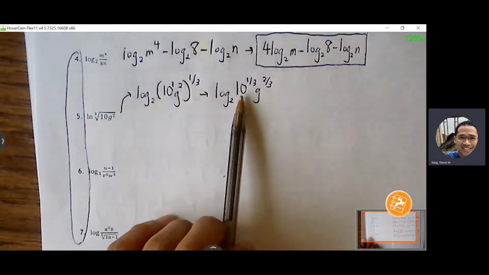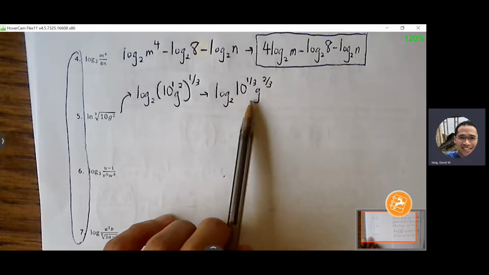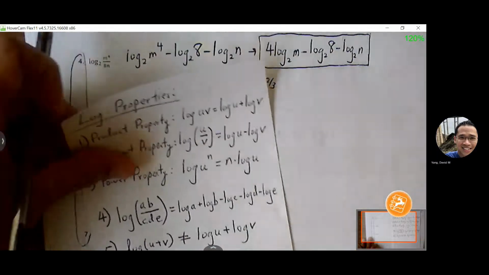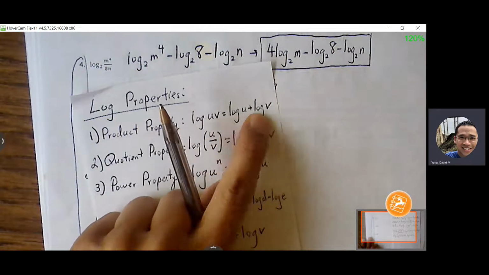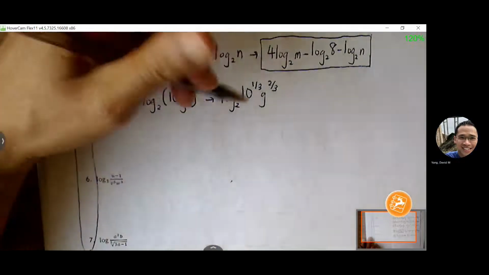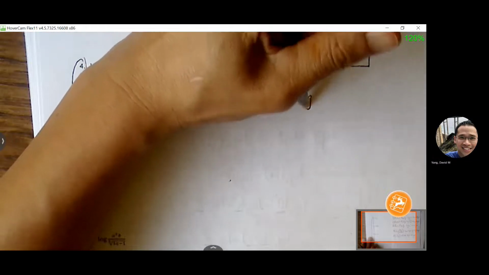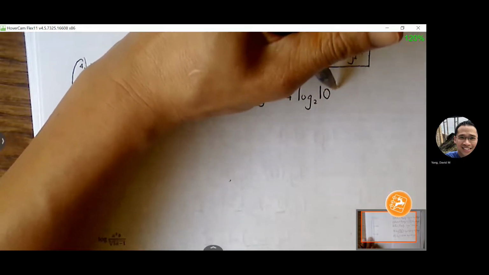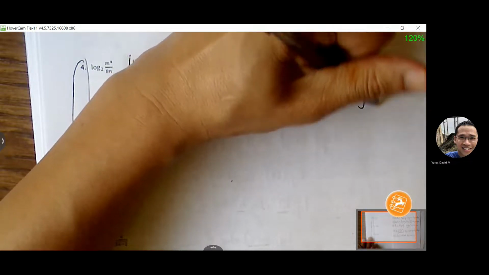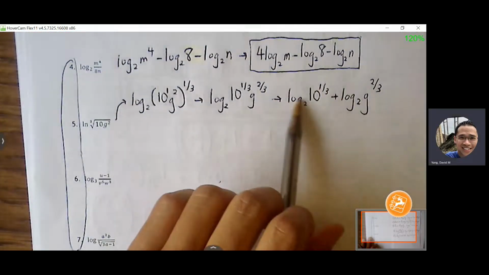And now we can apply product property, right? These terms are being multiplied. I can separate them using product property. Anything that's multiplied, I can think of it as adding 2 logs. Then keep expanding by bringing the exponent down.